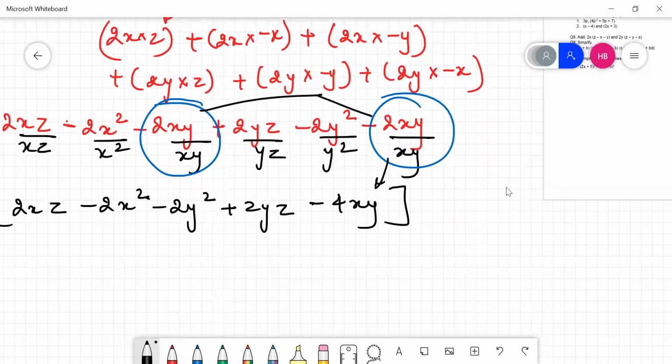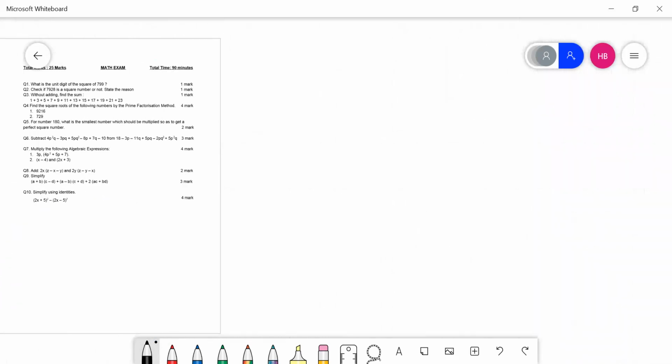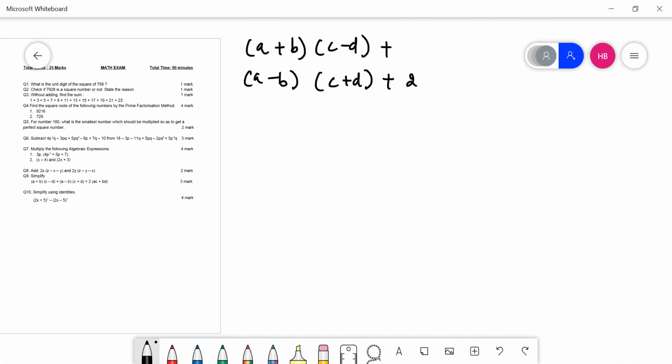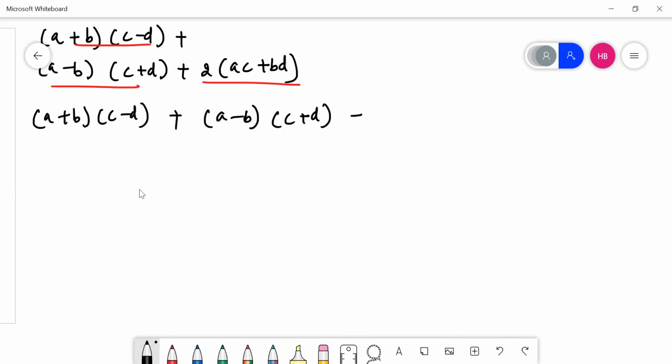Now let's move to question number 9. Let me just take it down. I have to simplify (a plus b)(c minus d) plus (a minus b)(c plus d) plus 2(ac plus bd). Okay, so I have to simplify this. I'm going to simplify each term. So this is one term, this is one term, and this is a third term, right? First I should simplify the brackets. So (a plus b)(c minus d), I'm just going to write it again together.